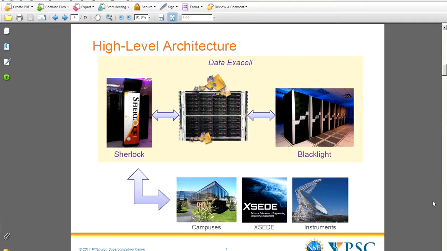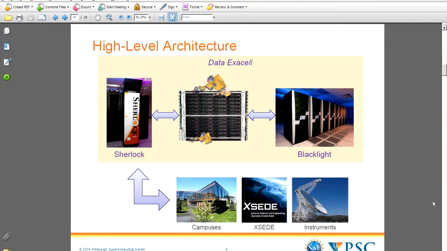A view of the high-level architecture of Data XSL. This really cartoon view is extremely high level. The sort of gold box at the top is the Data XSL. What we have in the middle is a representation of just a large amount of tightly coupled storage. We have a fair amount online now, and more is coming in. Like I said, this is based on the Data Supercell, which has been in production here at PSC for 3 years. It's currently configured as 4 petabytes. So that's been running well.